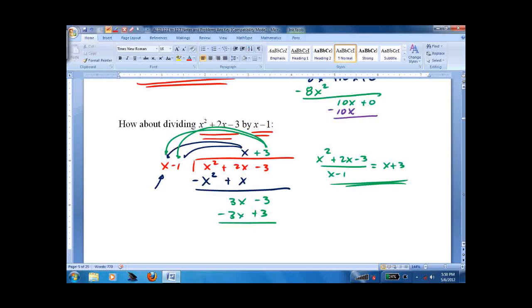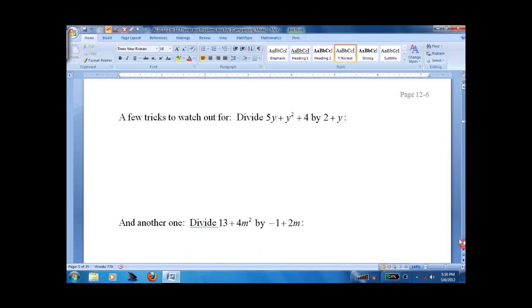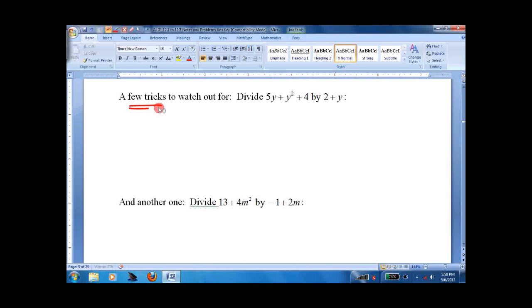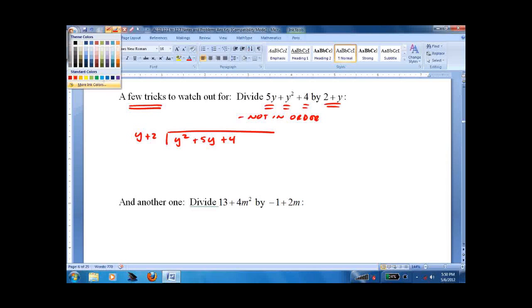Keep moving. Other page, other side of the page. There's a few tricks to watch out for. This one is not in order. So when you multiply it, there's that. Put it in order. So it's y plus 2, y squared plus 5y plus 4. Now it's in order. What times y is y squared? Y.